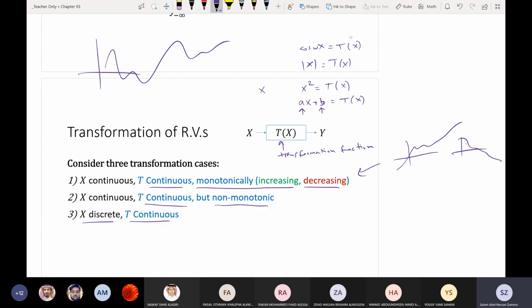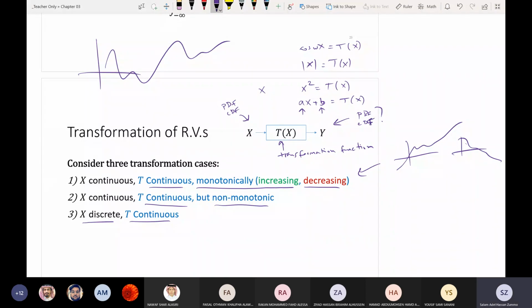So what we try to do here is the following. The objective of this section is the following. Given a certain transformation T of X, and given the PDF or CDF of X, what is the PDF or CDF of Y? We want the PDF or CDF of Y, which is the transformation of X. This is what we are after.